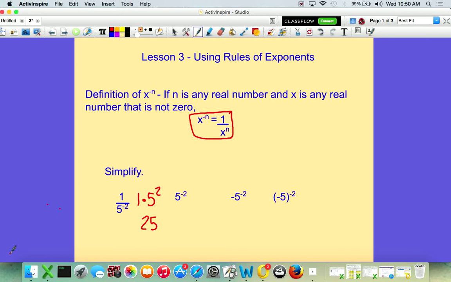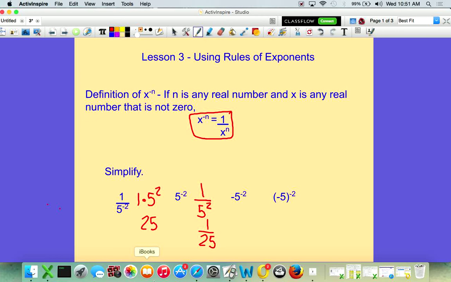We can also do the same thing for things on the top. We have 5 to the negative 2 power, we want to get rid of that negative exponent, so we're going to move it to the bottom. And it becomes 5 squared on the bottom. We don't just have an empty spot up here on the top, we've always got a 1 up there. So we put that in there, and then we just simplify this down, 1 over 25.